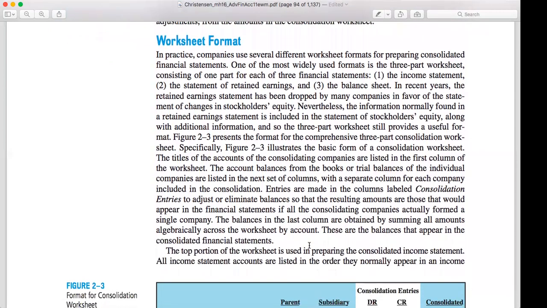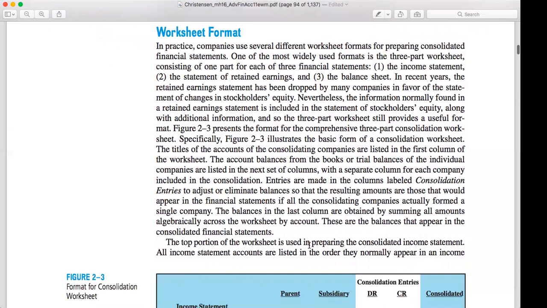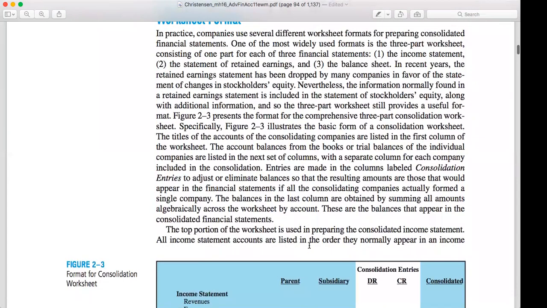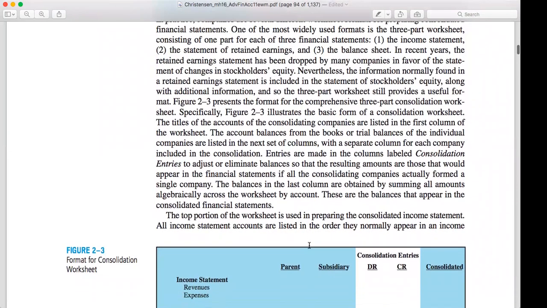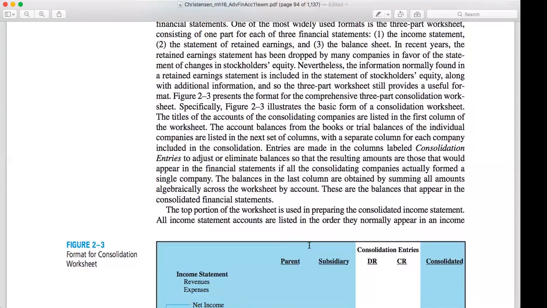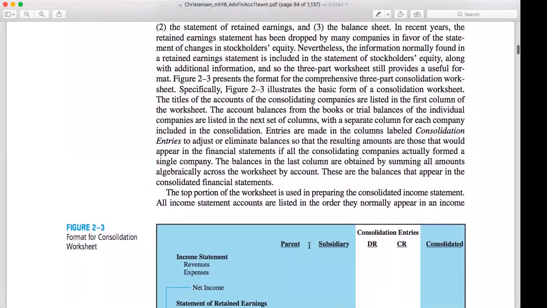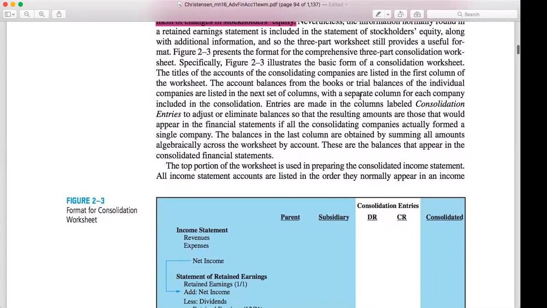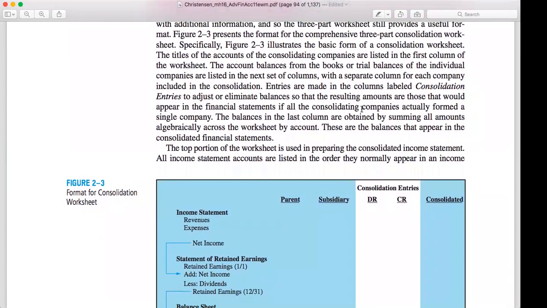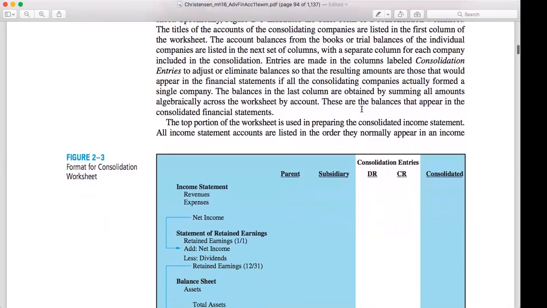So there is a format, but companies usually have different worksheet formats, right? Usually a 3-part worksheet is used, consisting of one part for each of the 3 financial statements: the income statement, statement of retained earnings, and balance sheet. But recently the retained earnings statement has been dropped by many companies, right? Because there is a statement of changes in stockholders' equity, but it can still be found in the retained earnings statement. Right, so this is the format used for the 3-part consolidation worksheet, right? So you can see here, this is a basic format, right?